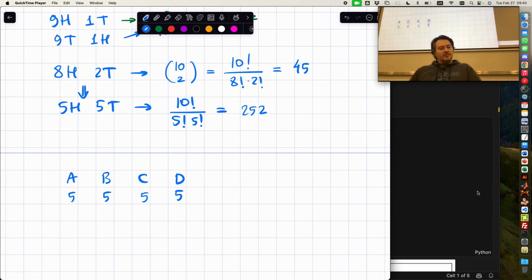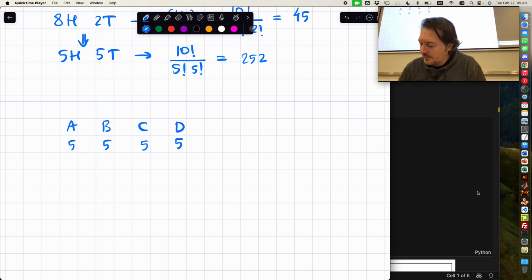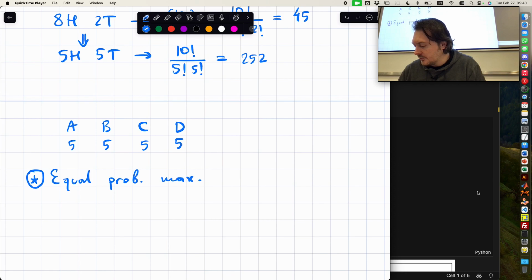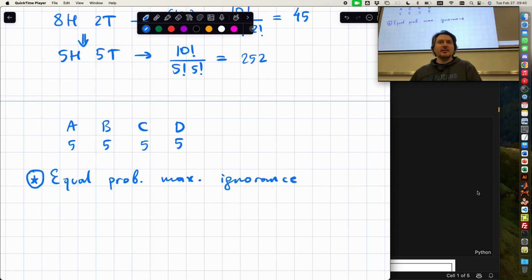Equal probabilities. So, it seems like equal probabilities, this is our take from here, equal probabilities maximize ignorance, in the sense that we meant what ignorance is: looking at macrostates, trying to guess the microstate.